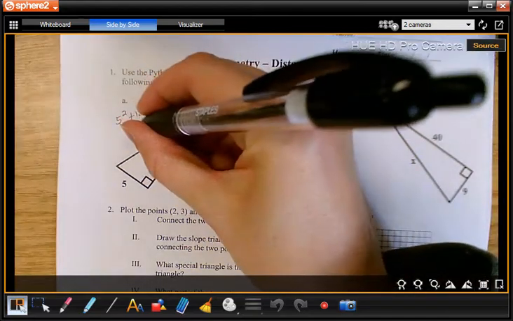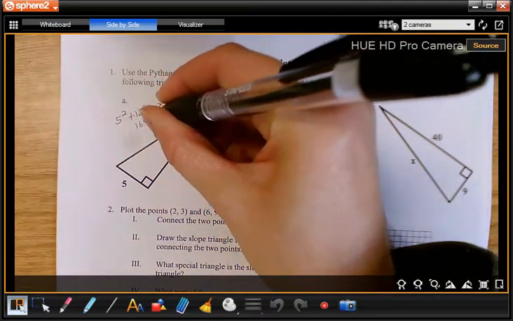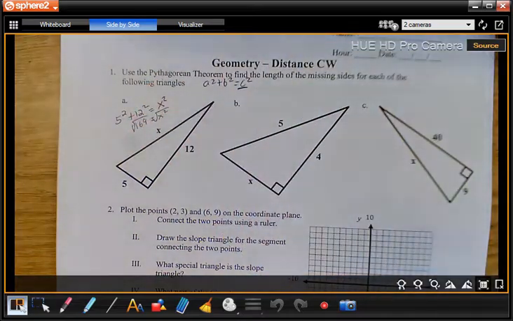So we get 169 equals x squared. Then we just take the square root of both sides. And we're going to get 13.